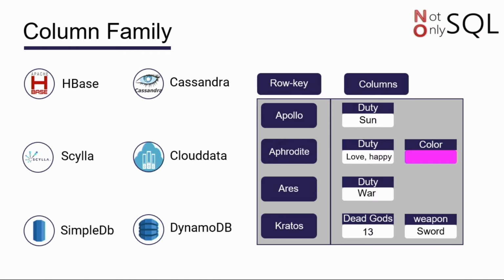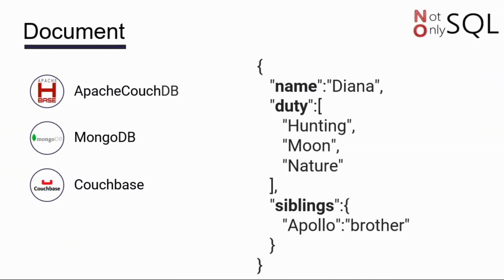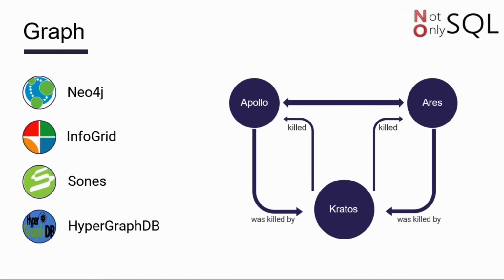Then there are column-based systems like HBase, Cassandra, SimpleDB or DynamoDB. Others are document-based. In most cases, these documents are stored in JSON. In theory, it could also be something else like XML, but in recent years, JSON has become more popular, like Apache CouchDB, which is based on Couchbase or the commercial Couchbase, or MongoDB, of course. Then we have graph-based solutions like Neo4j, Infogrid, Sones, or HyperGraphDB.